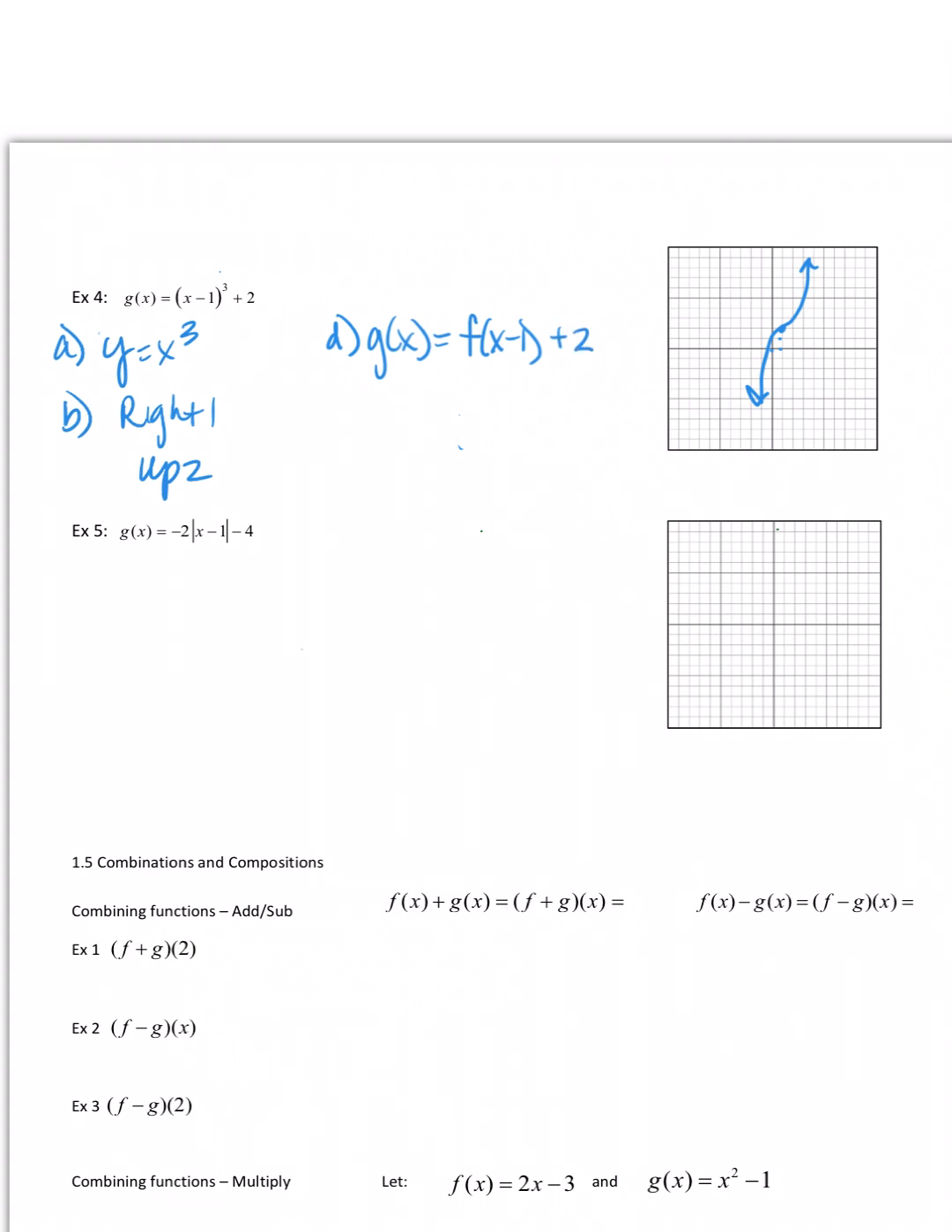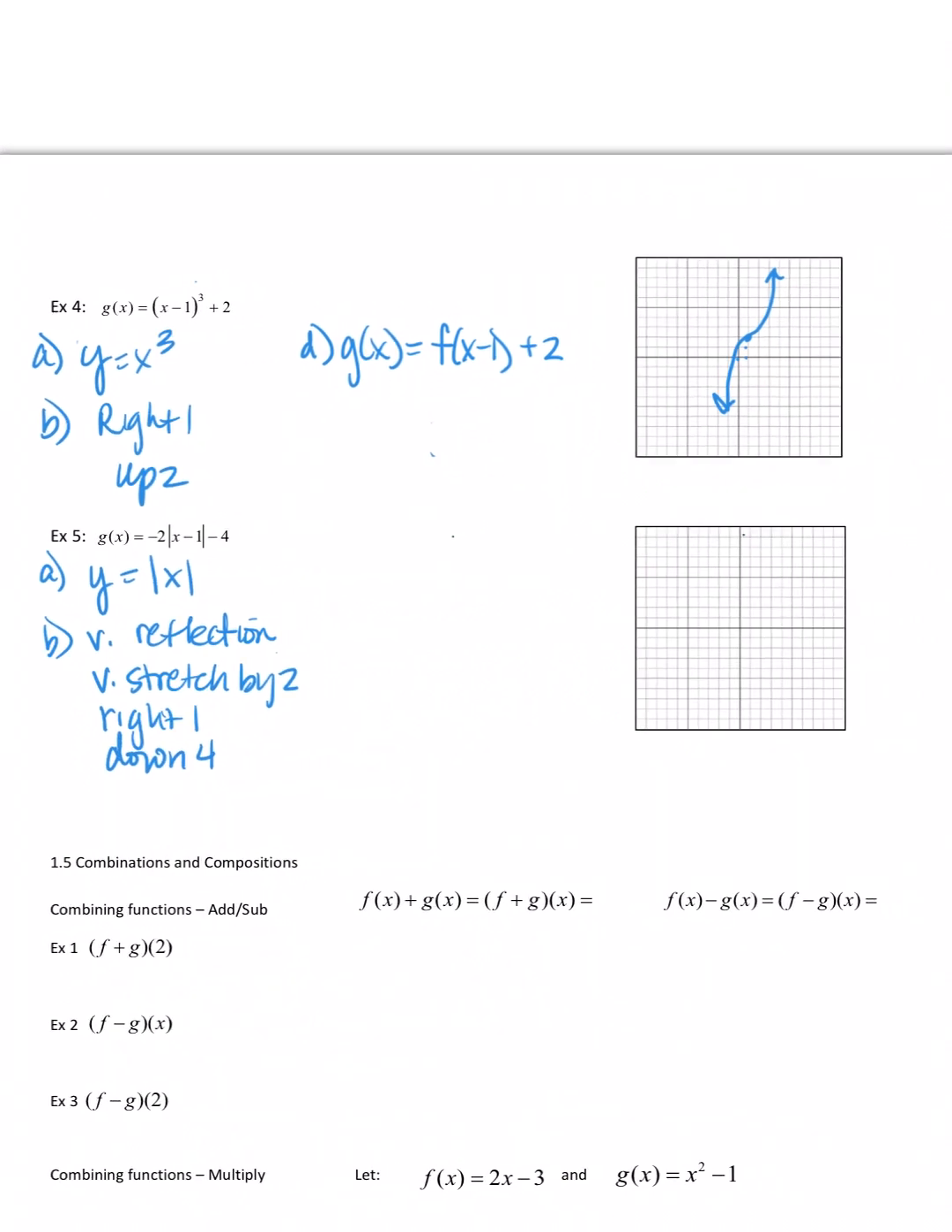Look at number 5. What parent function goes with this? Well, that's y equals the absolute value of x. Let's list our transformations. There's a lot happening. That negative out front is a vertical reflection. The 2 is a vertical stretch by 2. The minus 1 means it's going to go right 1. And the minus 4 is going to go down 4.